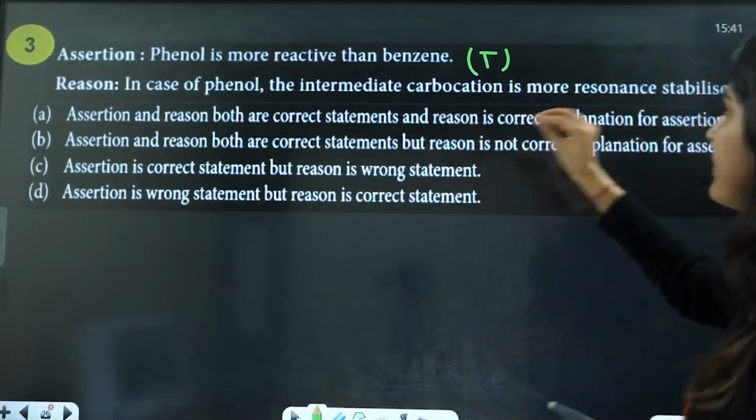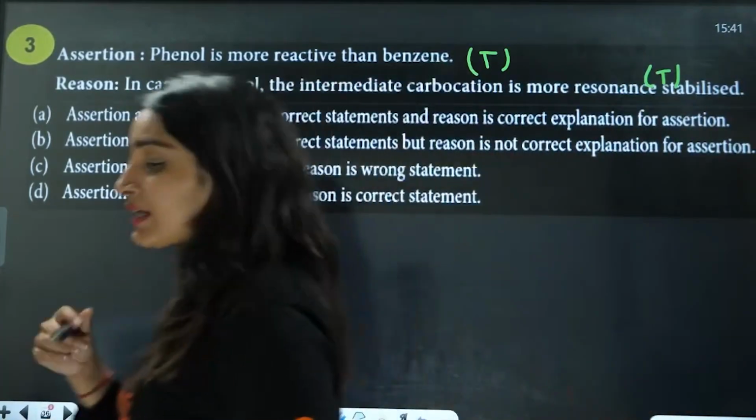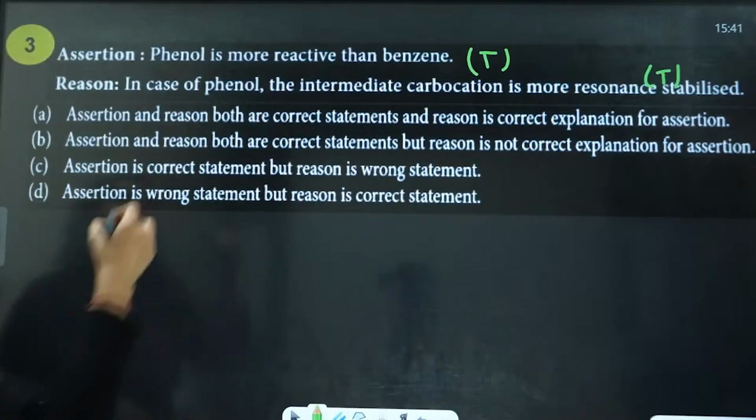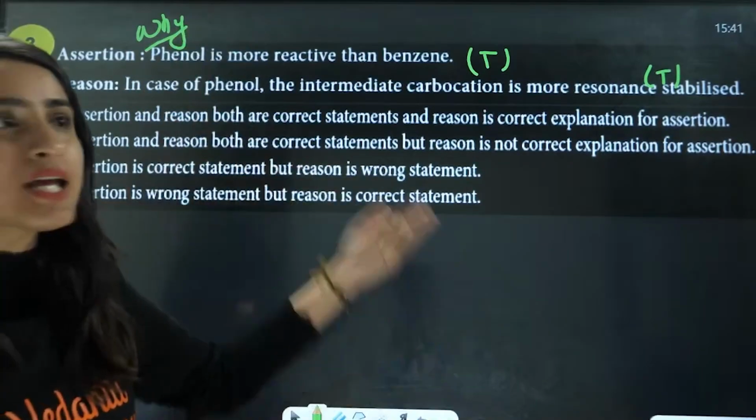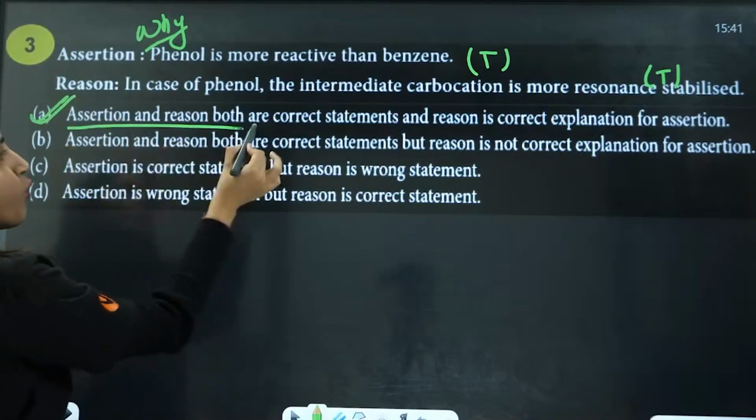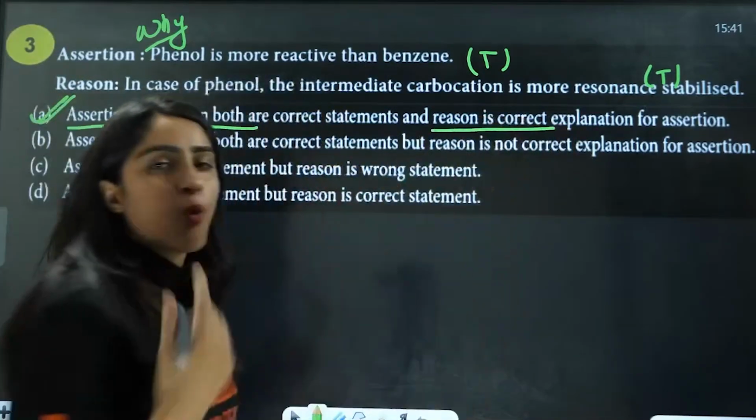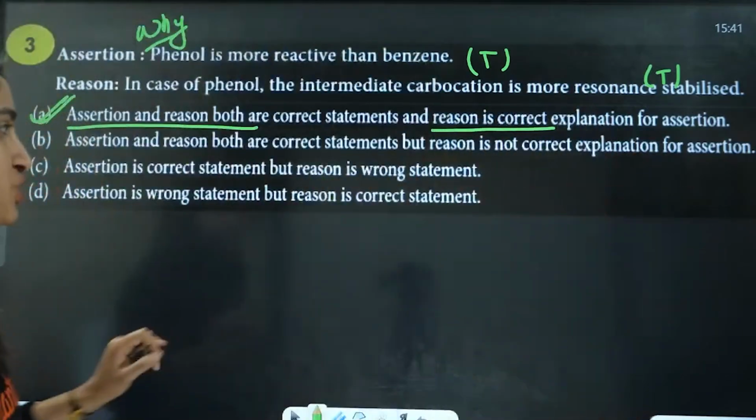In case of phenol, the intermediate carbocation is more resonance stabilized. That is also true, right? Okay, so is it giving the correct answer to us? Is it giving the why to us? Why is phenol more reactive than benzene? Because it is resonance stabilized. So the answer is going to be 1: both are true, and the reason is supporting the assertion here.